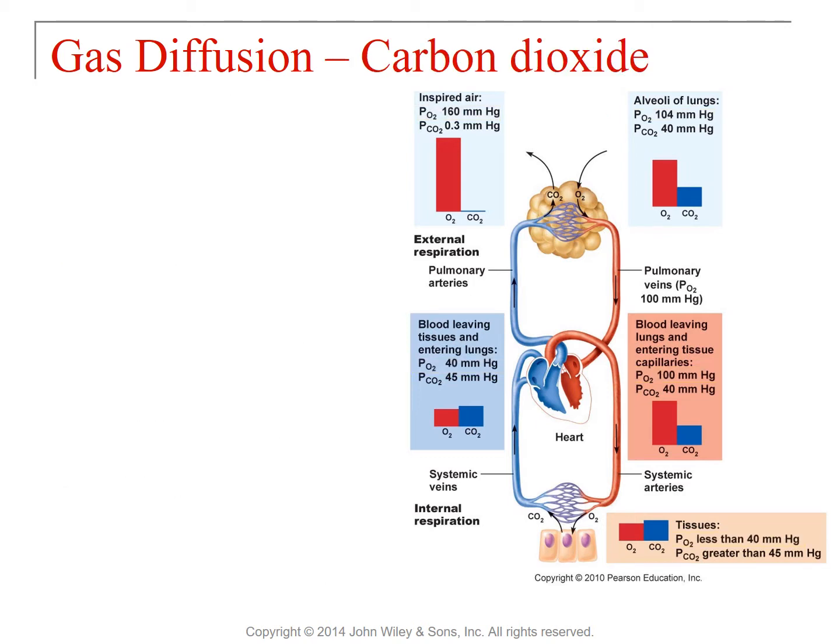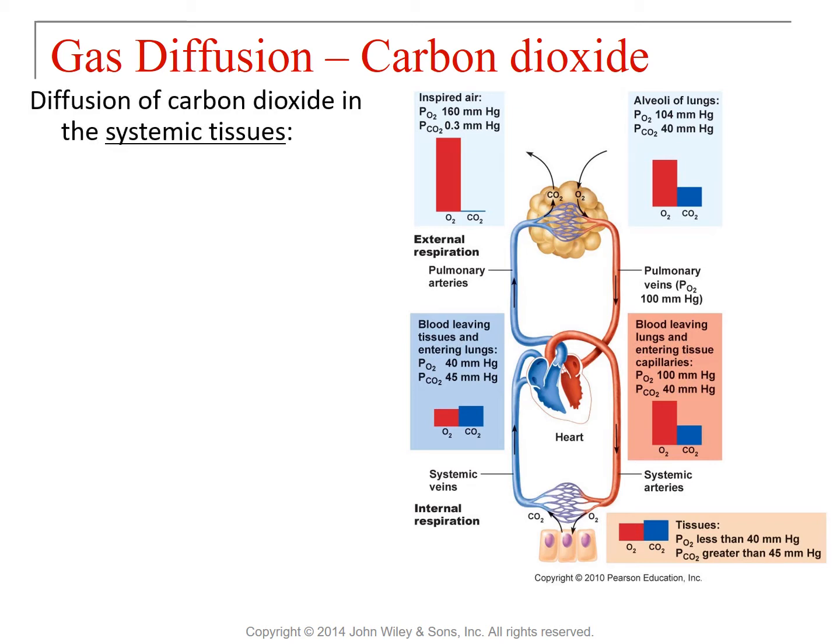Now let's talk about CO2. Now I want you to remember that CO2 can dissolve into water 24 times more easily than oxygen, so it's going to be a lot easier to make it move. So because you generate CO2 in the tissues, let's start at the bottom right with the tissues. Your partial pressure of CO2 in the systemic capillaries is going to be less than 40 millibars. So there's not a lot of CO2 in the tissue capillaries at all.